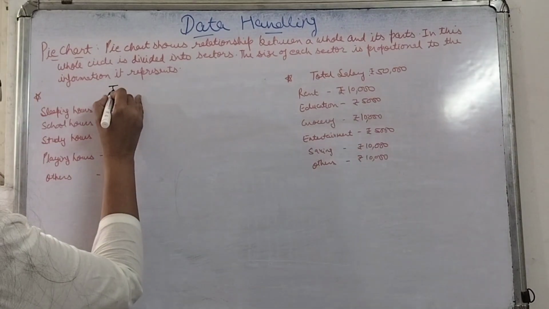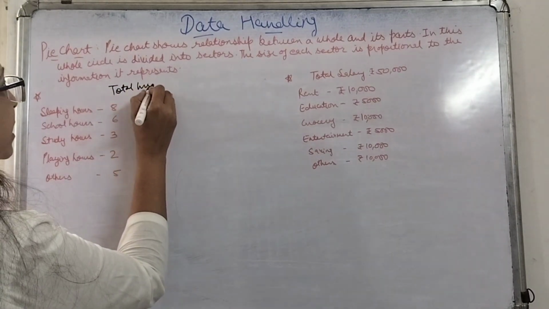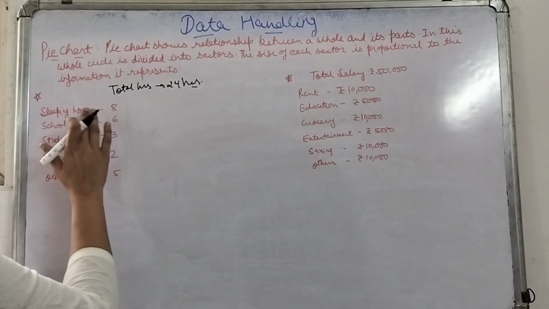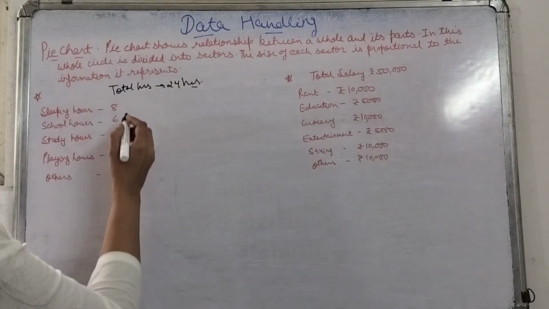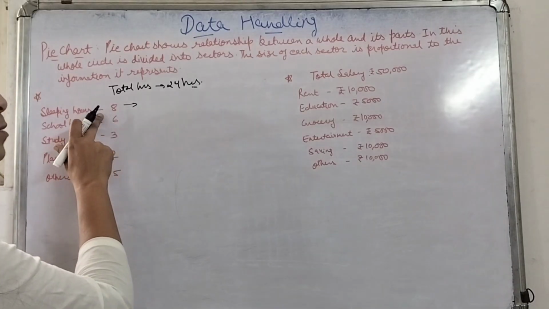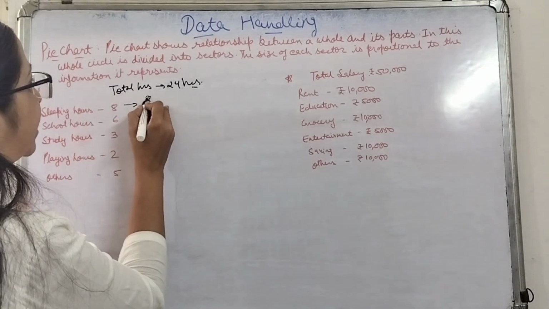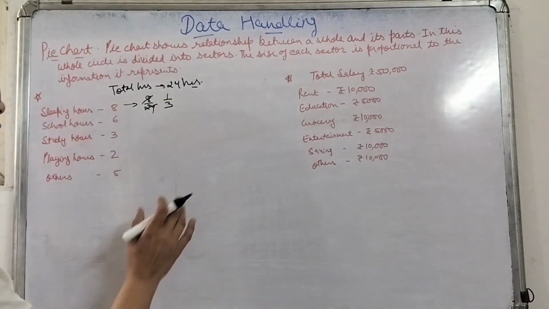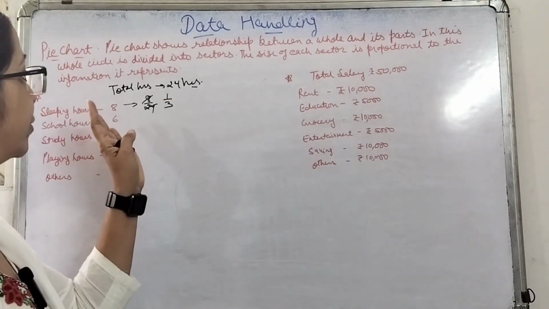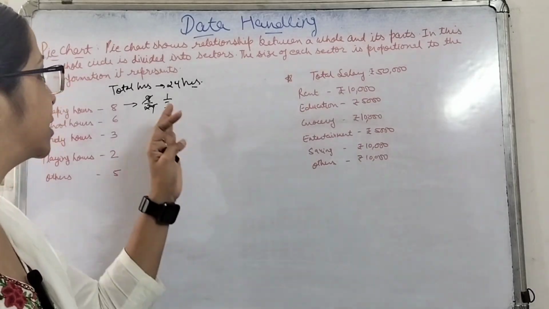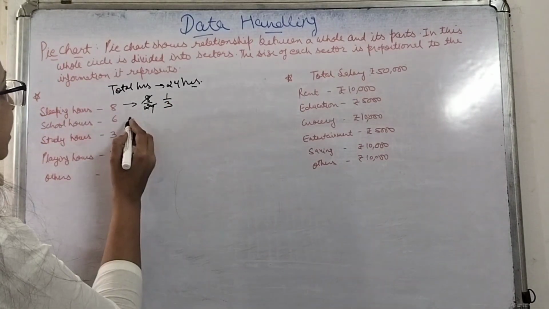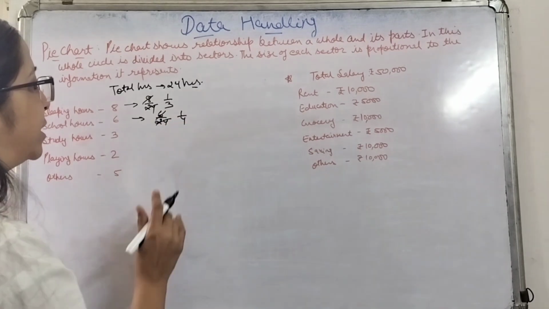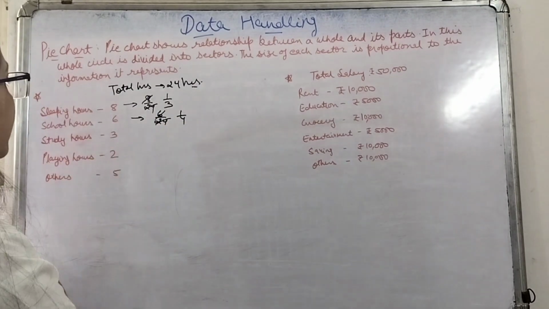Now, we know that the total hours in a day will be 24 hours. Out of this 24 hours, he is spending 8 hours sleeping. So, what is the fraction of the time which he is spending on sleeping? That will be 8 upon 24. 8 3s are 24, so 1 upon 3. Out of the total time, 1/3 of the time he is spending sleeping. Then his school hours is 6 upon 24. 6 4s are 24. That means 1/4 of the time he is spending in school.